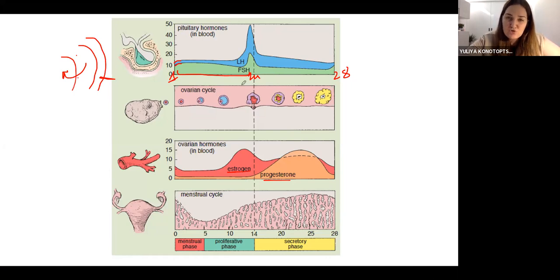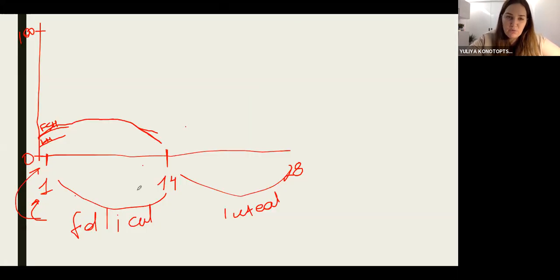Why is the LH slowly rising? Why is it going just a bit upwards? Because approximately on day 13, hypothalamus gives you the second boost. So there are 2 times in the cycle when hypothalamus is super active: approximately 1 day before the menstruation and approximately 1 day before the ovulation.